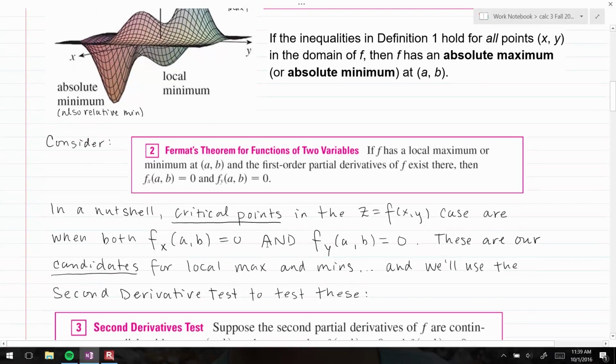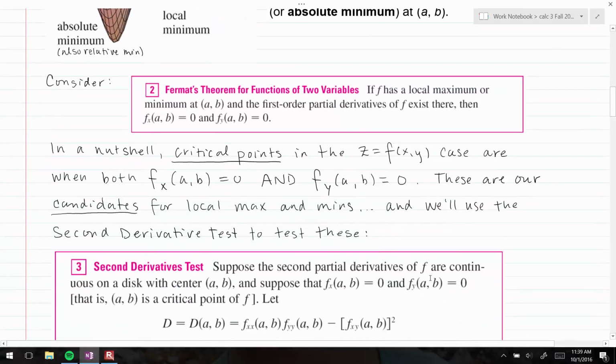So we do have critical points in the multivariate situation, and this is how we find them. Just like in Calc 1, or in the one independent variable case, or 2D, the critical points are the candidates. So we find those, and then we use a second derivative test.